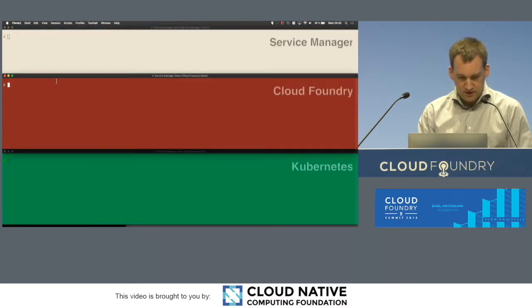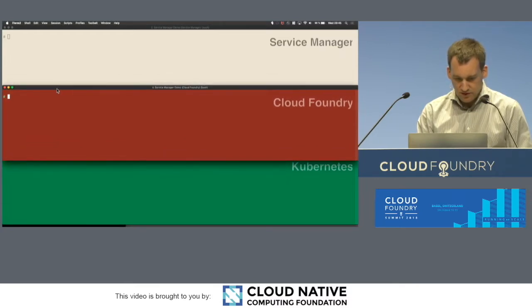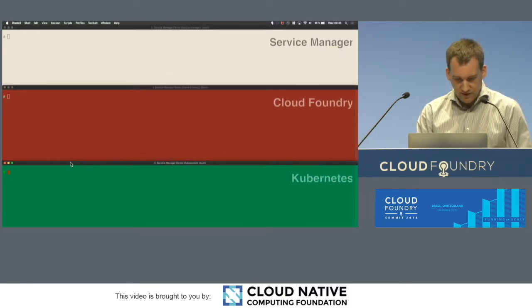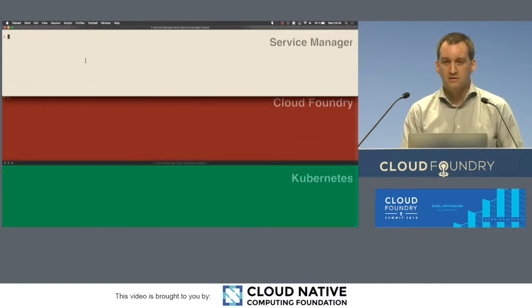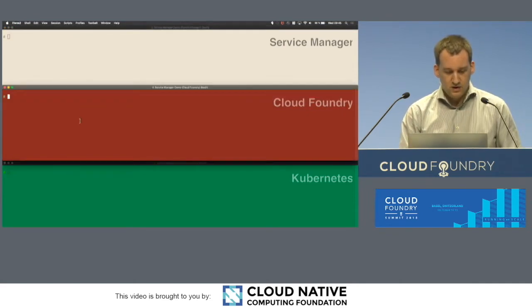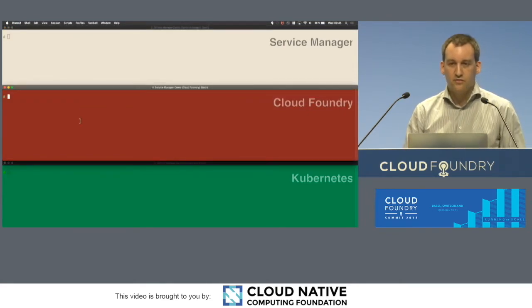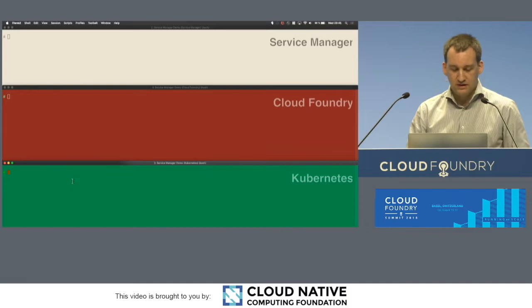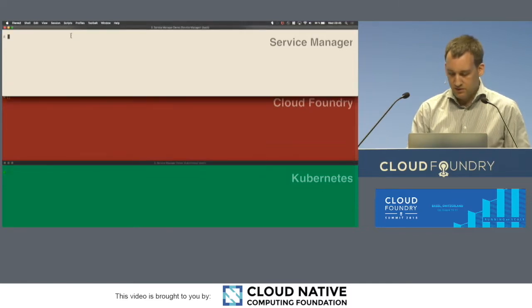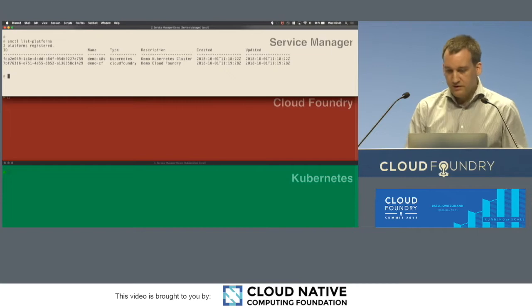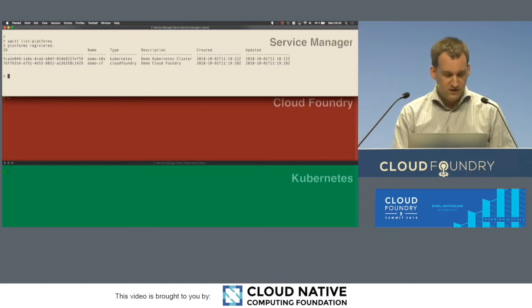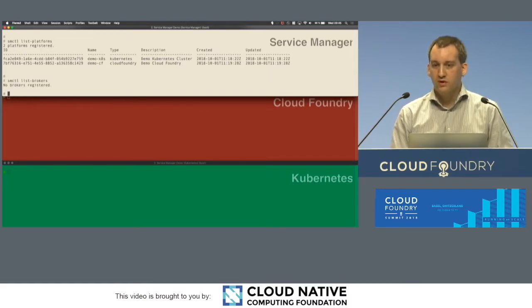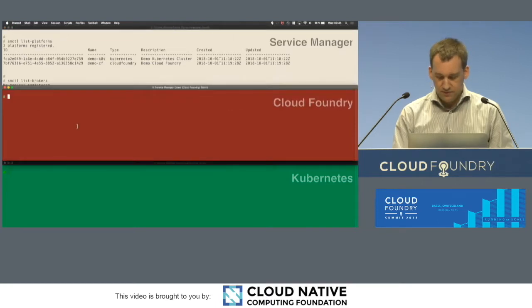So basically, I have three windows here. At the top, I have the Service Manager window where I run Service Manager commands. There's a command line tool that I'm going to use. And this red window here, I have Cloud Foundry. I use the Cloud Foundry command line tool. And down here, I use the Service Catalog command line tool. As I said, I've registered two platforms at the Service Manager that you can see here. And there are no brokers registered at the moment. So it's a pretty empty system.